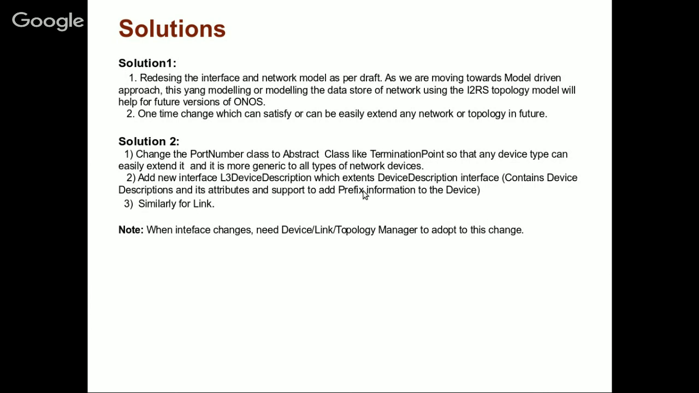So we can use this parse annotation to send this information. Another solution which I was thinking is we can define a new interface like L3 device description, which extends the existing interface device description. And similarly, we can do this for the link as well. So how we are doing this for device description? The same thing can be done for the link description as well. Okay, this is the other alternate solution which I was thinking of.